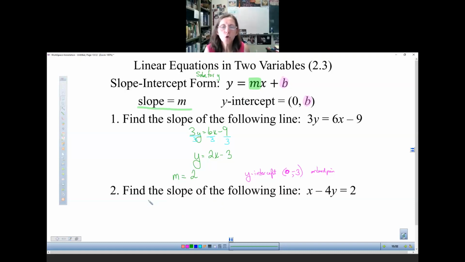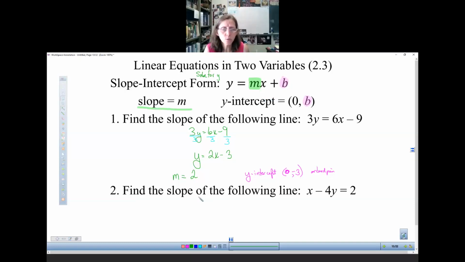All right. So when you take an equation and you can solve it for y, look at this. If you can ever get it into this form where y is equal to stuff times x plus or minus something else, whatever is in front of the x is my slope, and whatever number is at the end is my y-intercept. And that's all we're trying to find here.